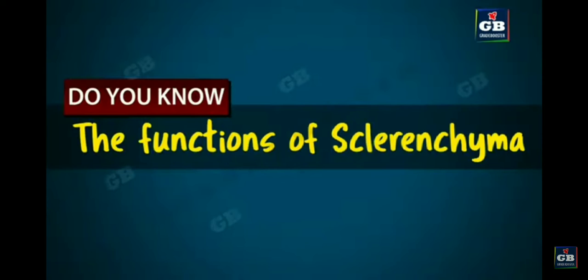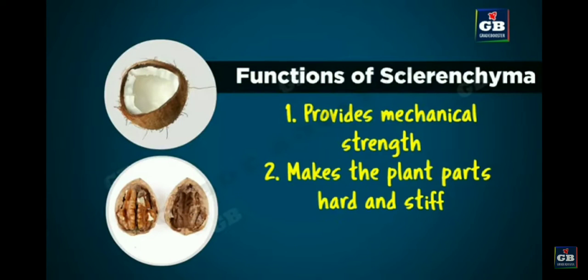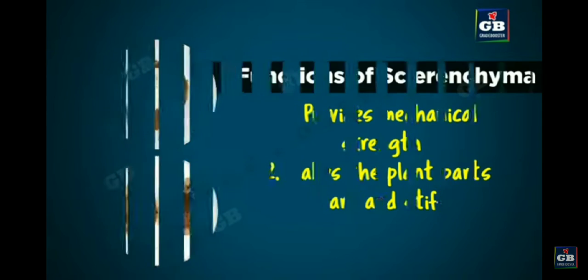Let's see the functions of sclerenchyma. It provides mechanical strength to the plants. This tissue makes the plant and its parts hard and stiff. This is about the simple permanent tissue in plants.